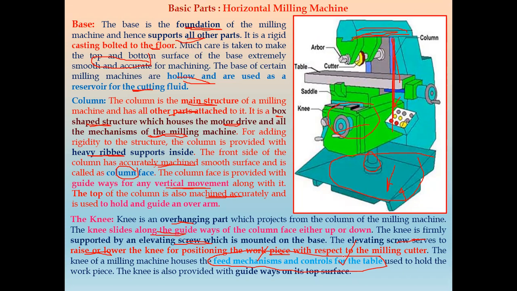So this part of the table is used to hold the workpiece. The knee is also provided with a guide wedge on its top. So on top, we have this guide wedge where the saddle is fixed along this knee. So these are the other parts. Now we'll see, these are the base, column and knee part.